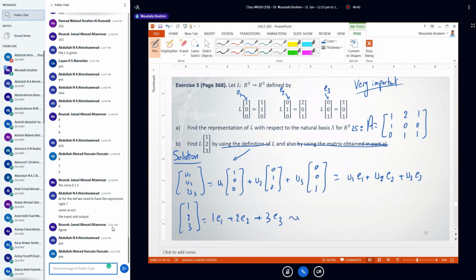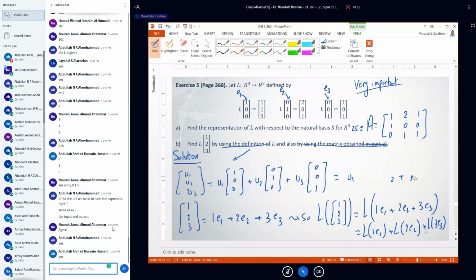So using the definition, L(1,2,3) will be L of everything inside, 1 E1 plus 2 E2 plus 3 E3. And because L is a linear transformation, I can split it, right? So it will be L(1 E1) plus L(2 E2) plus L(3 E3), because we know that L is a linear transformation, L(u plus v) is equal to L(u) plus L(v), correct? So erase this one because this one is nothing.